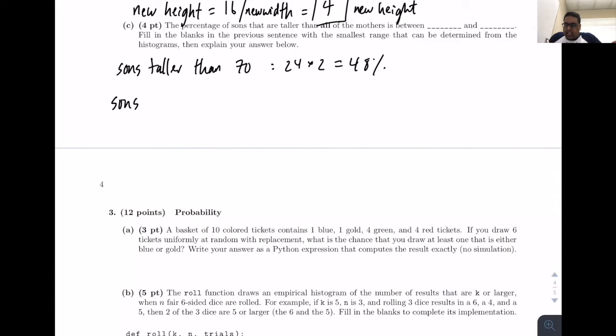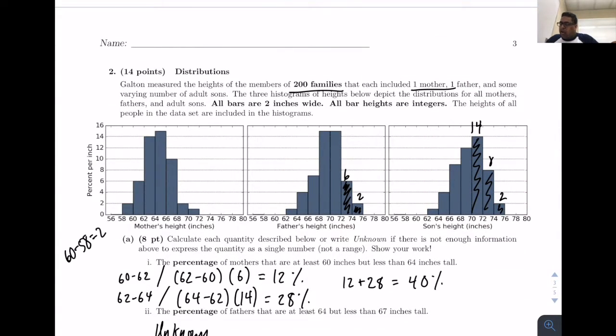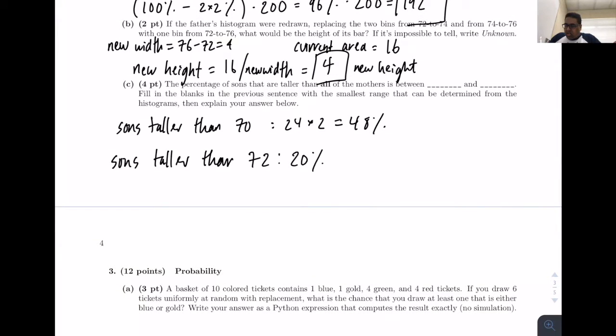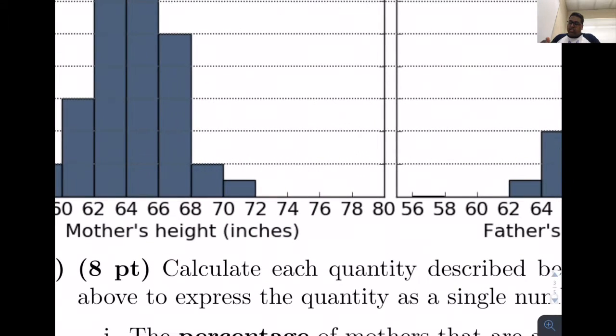And now we want the sons that are just taller than 72 inches. That will just lead us to exclude this bar over here. So we just want 8 plus 2 times 2, which would be 20%. So 48% of all sons are taller than 70 inches, and 20% of all sons are taller than 72 inches. So the percentage of sons that are taller than all of the mothers must be between 20% and 48%, because, again, we know the tallest mother is contained somewhere in here.